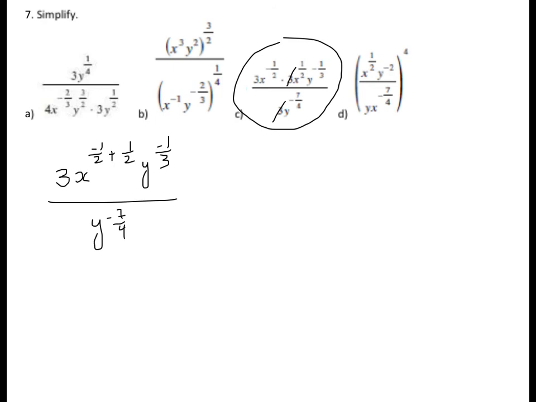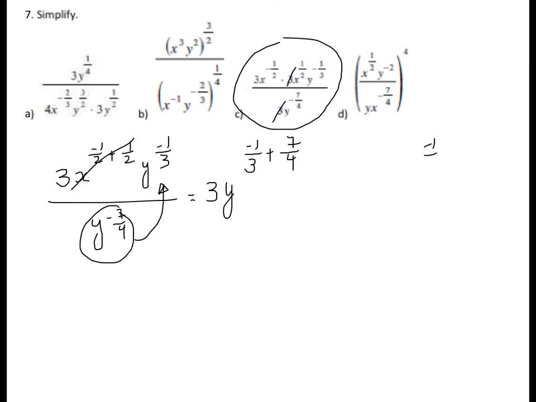Negative 1 over 2 plus 1 over 2 gives you 0. X exponent 0 gives you 1. So this is gone. So you're going to end up with 3. And then I'm going to bring this one in the numerator and change the sign of the exponent. So I get y exponent negative 1 over 3 plus 7 over 4. Remember, you change the sign of the exponent.